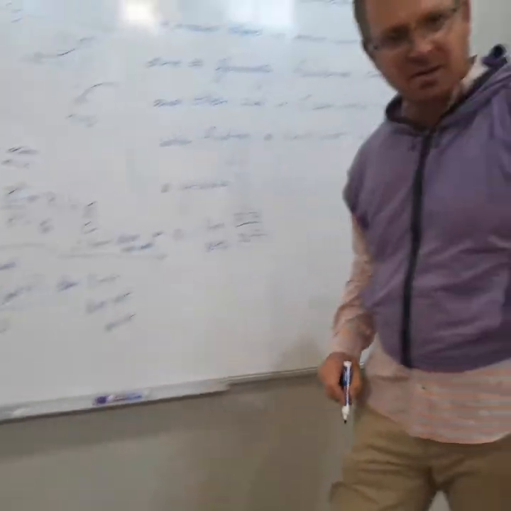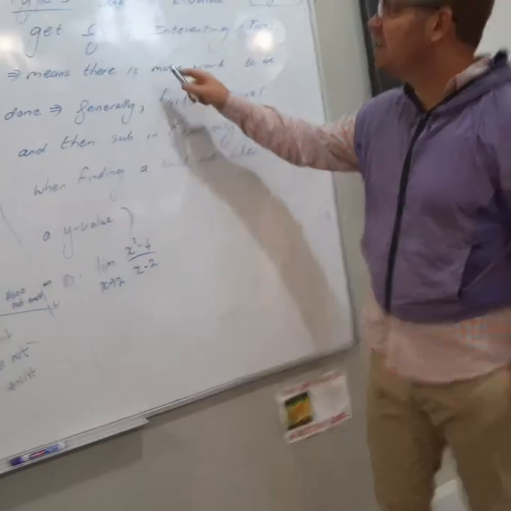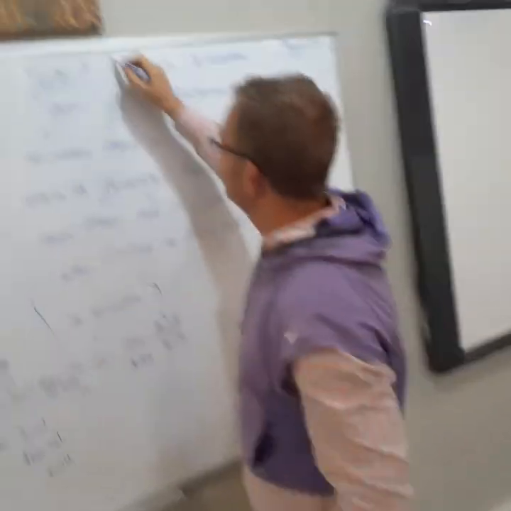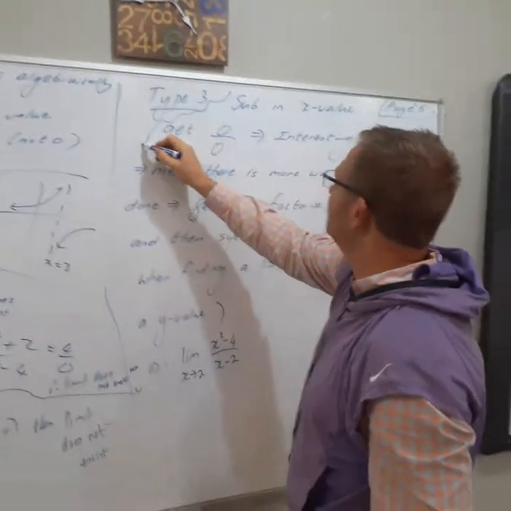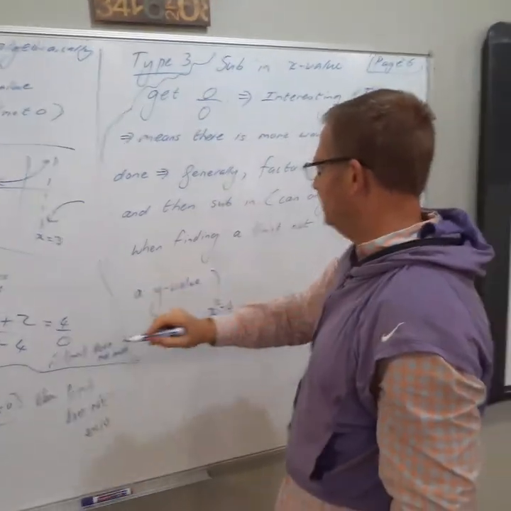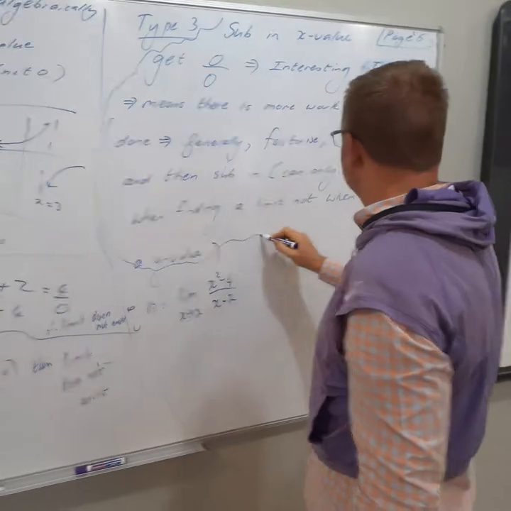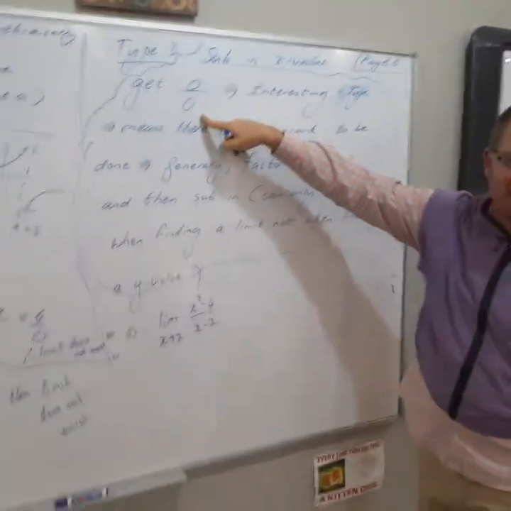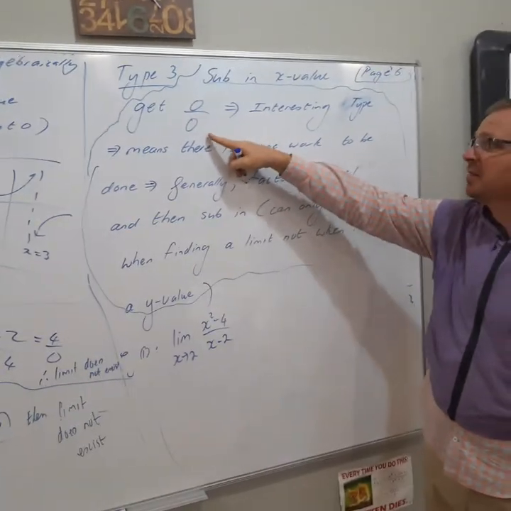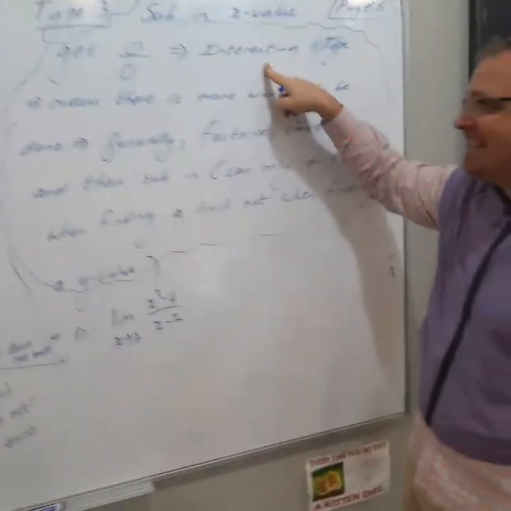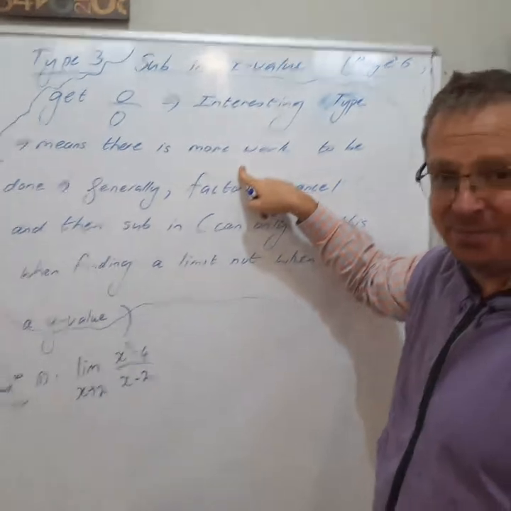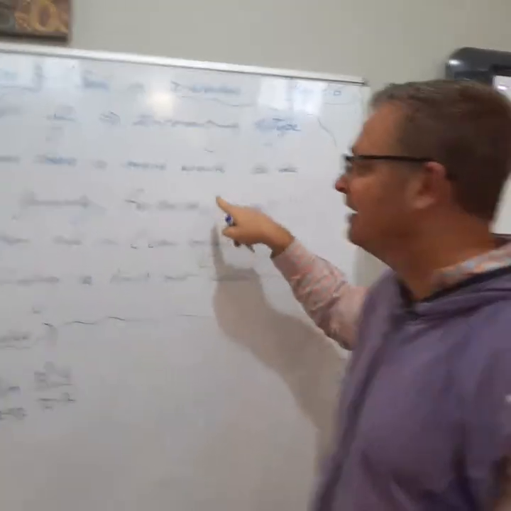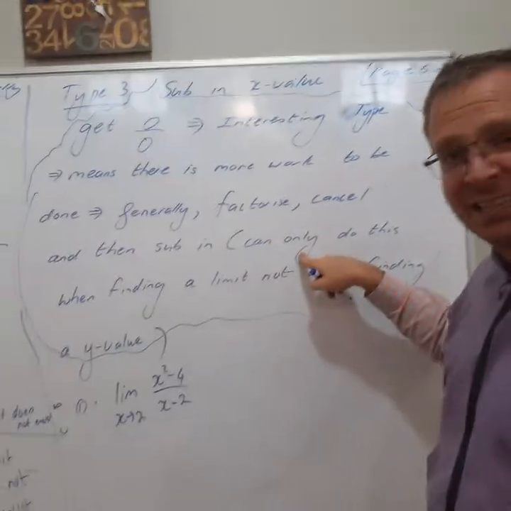Right, and your third and final type, and this is the most interesting type. If you sub in and you get naught over naught, that's going to be the interesting type, and that's what 80% of your sums are going to be. It means that there is more work to be done. Generally, what you're going to do is factorize, cancel, and then sub in.